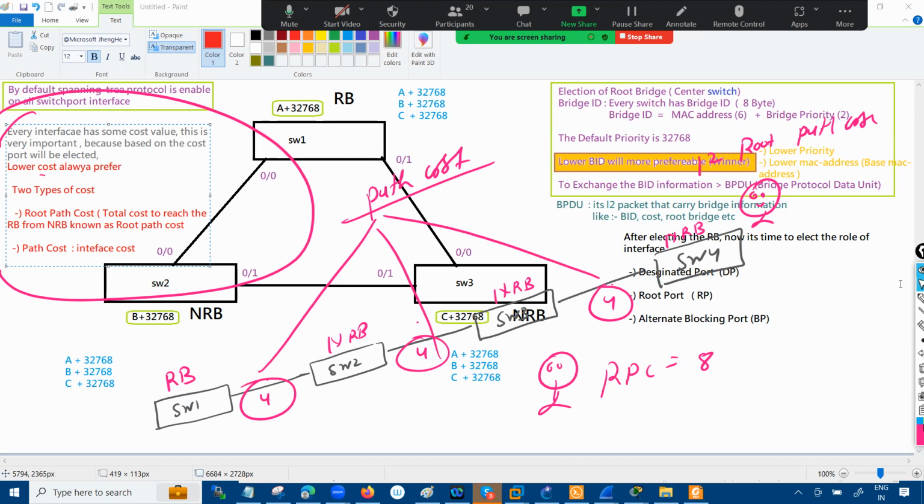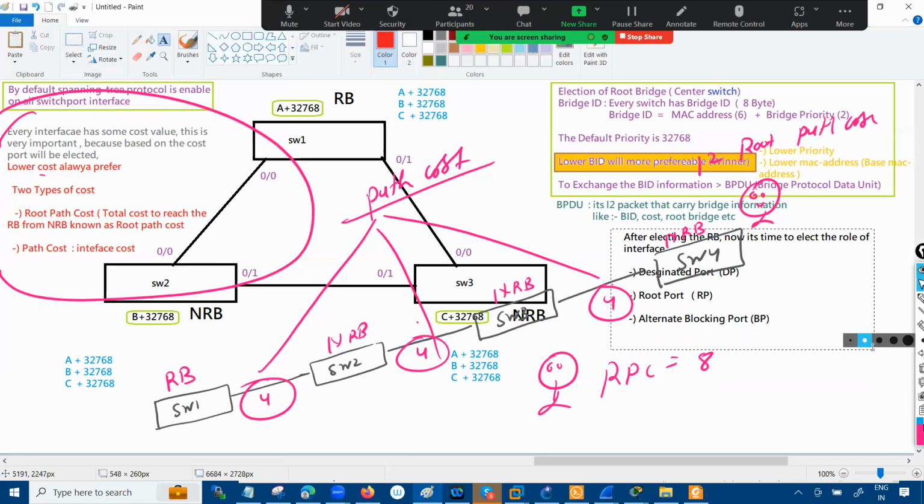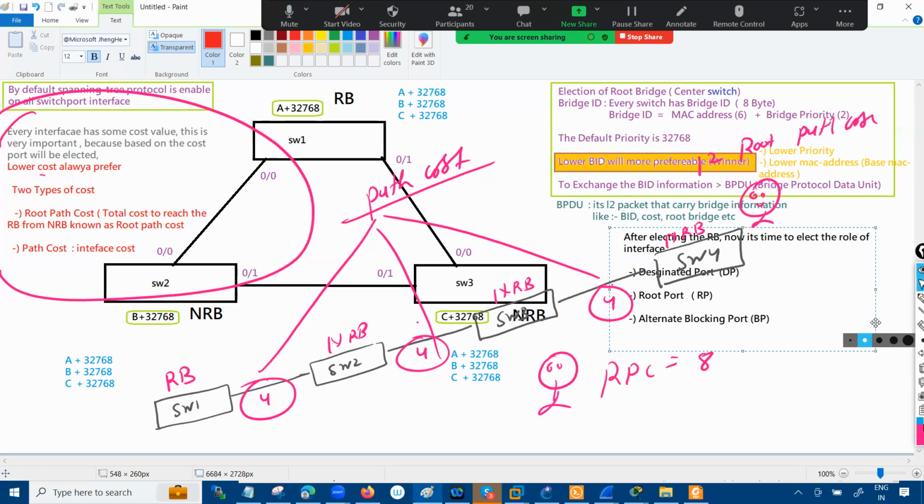So the cost is one of the important factors. In spanning tree, the cost obviously has a major role to calculate the port roles. The port roles we are going to elect are DP, RP, and the blocking port roles. So we need to select which port is a root port, which port is a designated port, which port is the alternate blocking port. Okay, so to find out the port roles, we need the cost.